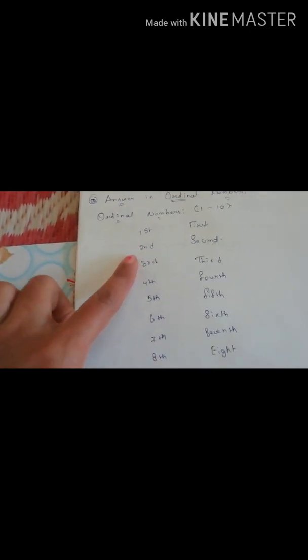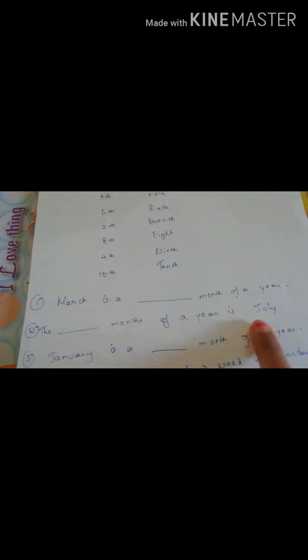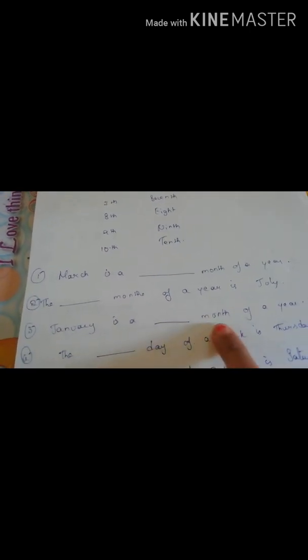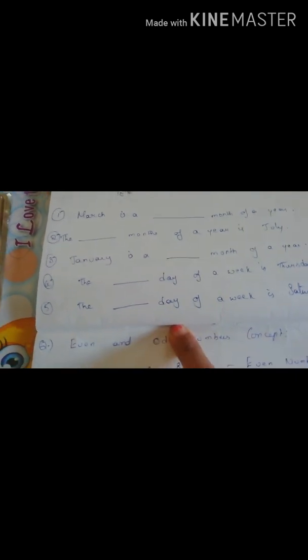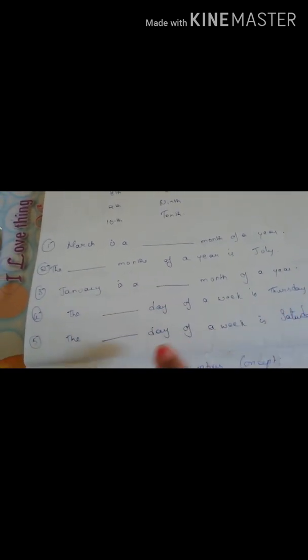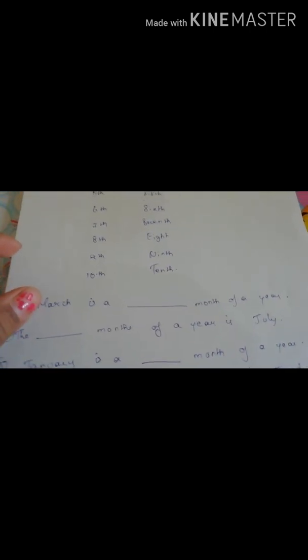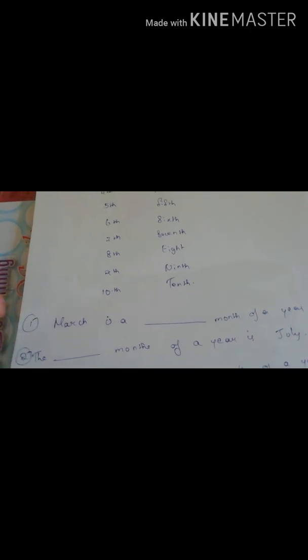After she read all these, only then I gave her the questions and answers. March is the dash month of the year, and the dash month of the year is July. January is the dash month of a year, and the dash day of a week is Thursday. So that they can recollect their memory, compare here and write here. It is easy to find them.